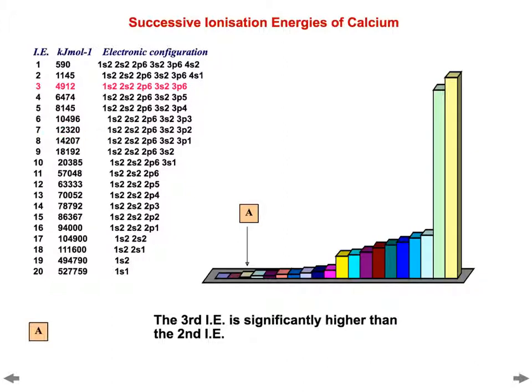And you can see there's another big jump from 10 to 11. And again, look at the electronic configuration. All these ones up to 10 have all been removing electrons from shell 3. And suddenly there's a big jump, because now we're removing an electron from shell 2, which is again much closer to the nucleus, much less shielding. And again you see that same thing happening here at 19. We're now going into shell 1. It takes huge amounts of energy to remove those last two electrons.